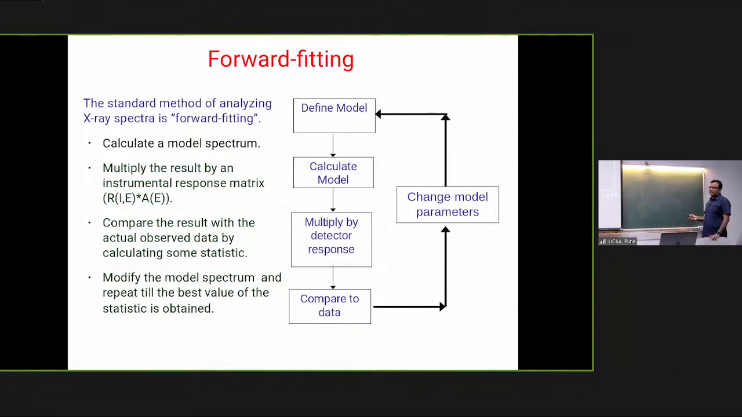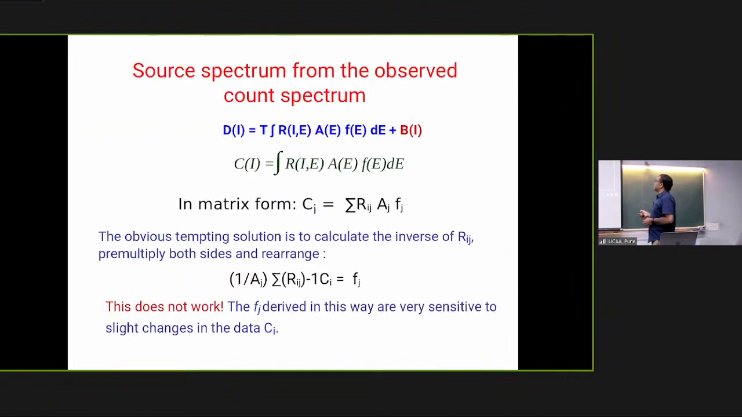We define a model. That model, as I said, could be a power law. A power law has two parameters: the normalization and the index of the power law. A black body has one parameter, the temperature, and the black body flux or normalization will be another parameter. Or you can have synchrotron or whatever physical process you have, and you can also derive a spectrum with certain parameters. Those parameters will be specific from source to source. Once you define the model, you calculate the model and multiply it with the detector response R.